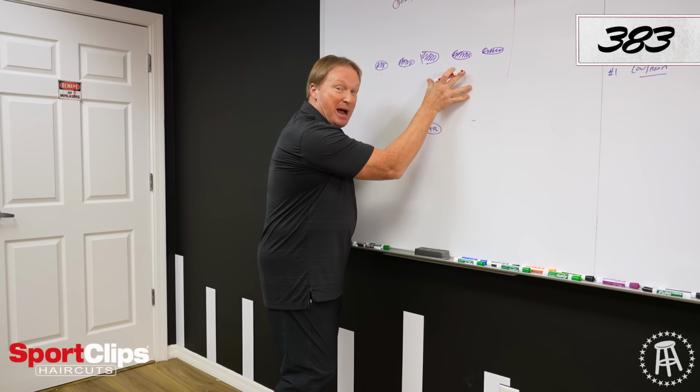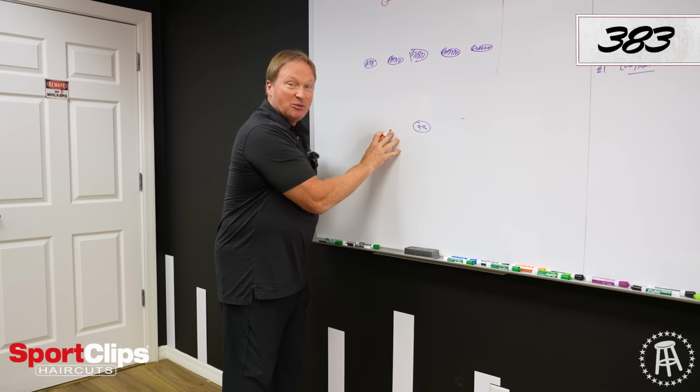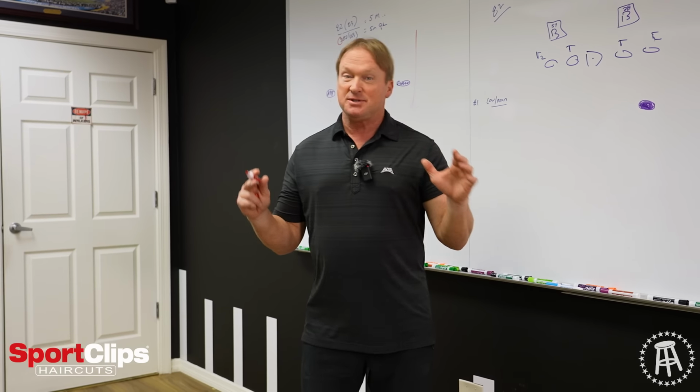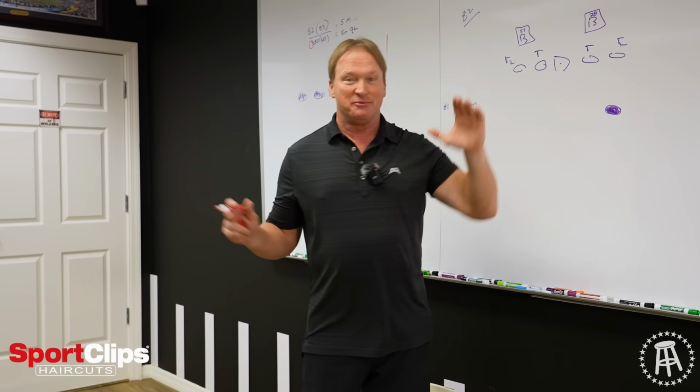382, 3-step drop, back free release to the right. 383, 3-step drop, back free release to the left. But when we call 382 and 383, the offensive line has to be more aggressive to knock the hands down so the balls don't get batted. Does that make sense? Yep. Let's keep rolling.